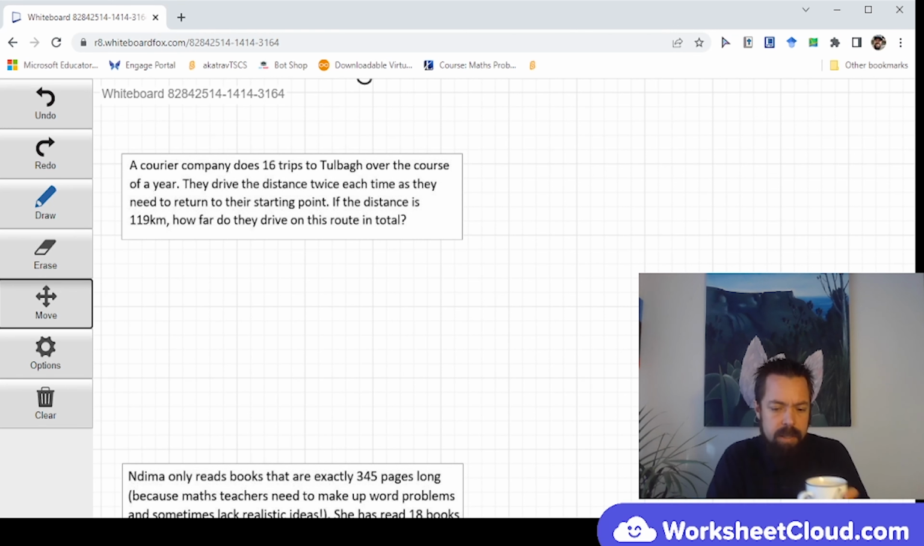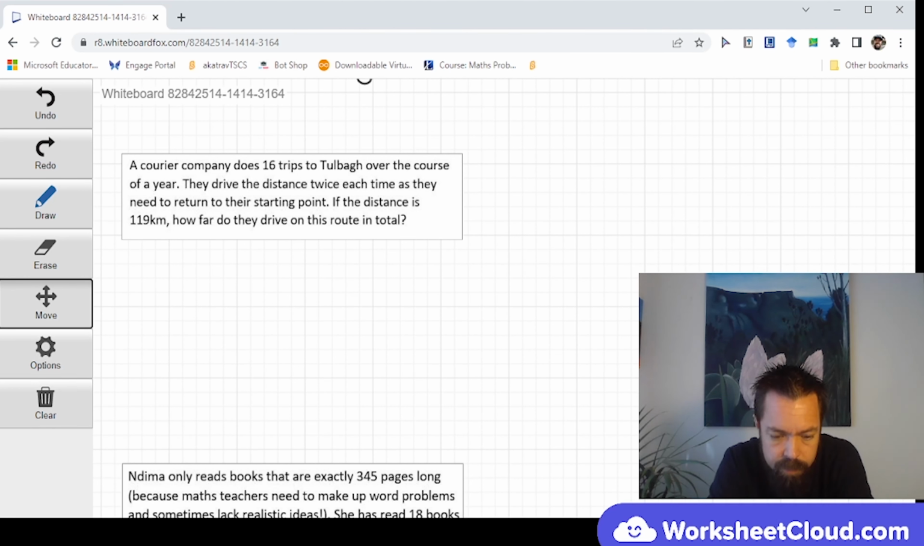A courier company does 16 trips to Tilbach over the course of a year. They drive the distance twice each time as they need to return to their starting point. So if you're delivering something to Tilbach, you can't drive to Tilbach and then stay there. You've got to come back to where you started. So although there were 16 trips, how many times did they drive the distance? Well, it would be 2 times that because it's there and back.